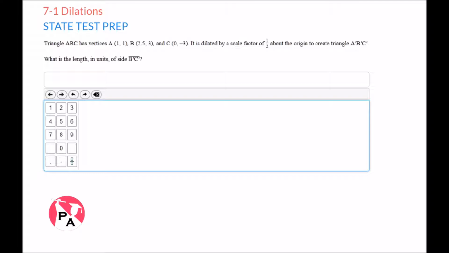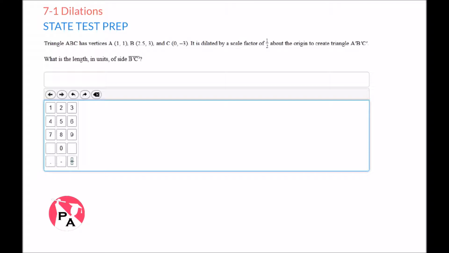First, let's read the question. Triangle ABC has vertices A, B, and C. It is dilated by a scale factor of 1/2 about the origin to create triangle A dash, B dash, C dash. So that means first we are going to plot these points, have our triangle, and then multiply each number by 1/2, and then we are going to have the coordinates of this triangle. The next step is what is the length in units of side B dash, C dash. So we are going to have the coordinates of these two. To find its length, we will use the distance formula for B dash and C dash.